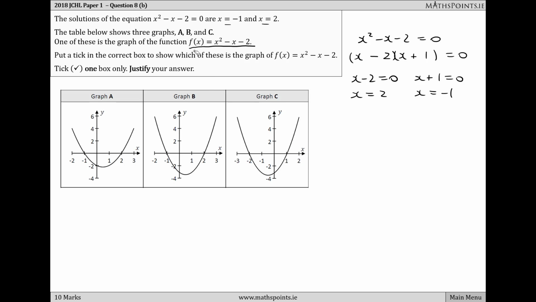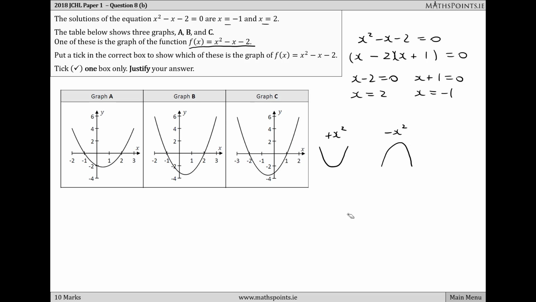Now, when we have the graph of a quadratic function, here f of x equals x squared minus x minus 2, the first thing we check is: is it a plus x squared function, in which case it's u-shaped, or is it a minus x squared function, in which case it's n-shaped? We obviously have a plus x squared function, which means it's u-shaped. That doesn't narrow down our options, as graph A, graph B, and graph C are all u-shaped graphs.